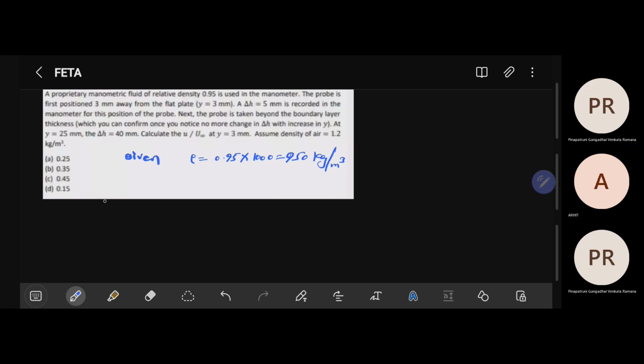Sir, hello. Yes, tell me. Actually, sir, you told that the static port and the probe are at the same position, the same point. Sir, is it so? Because it is connected to two legs of the manometer, so how can it be at the same position? Sir, can you draw the arrangement?